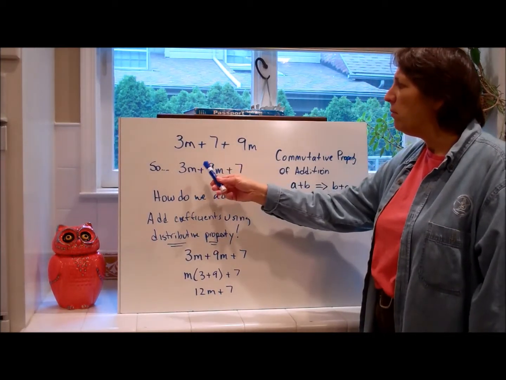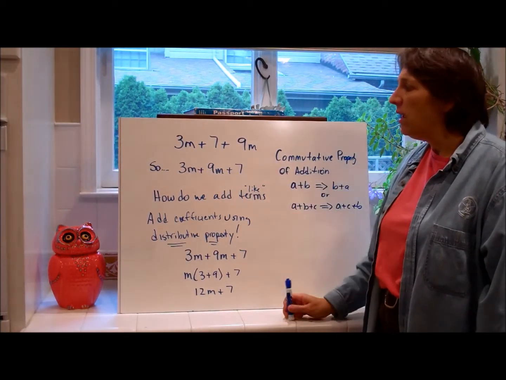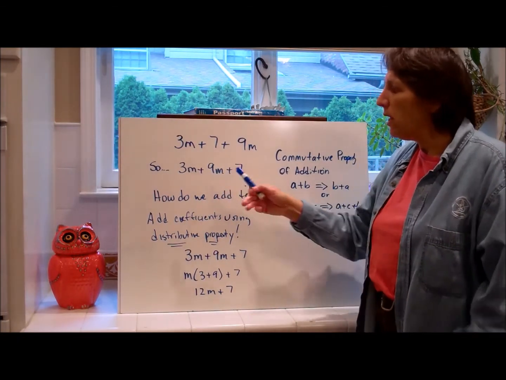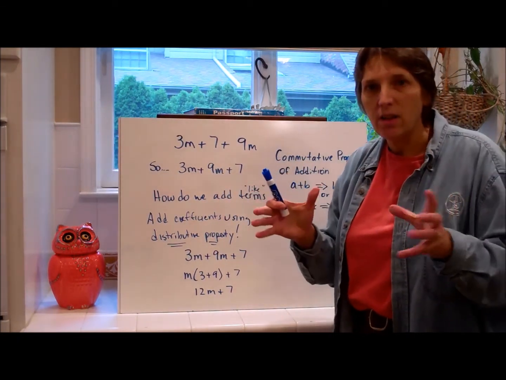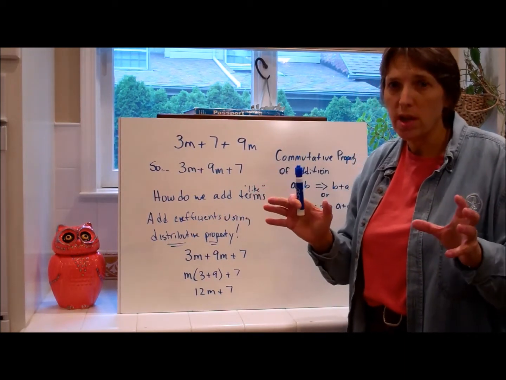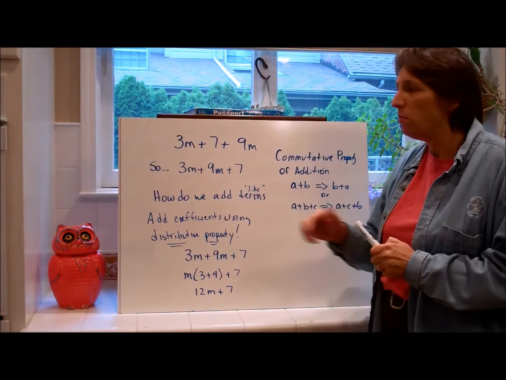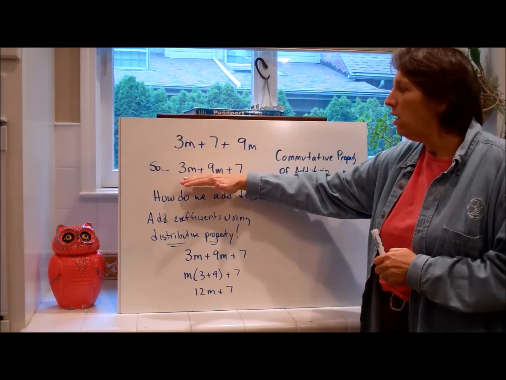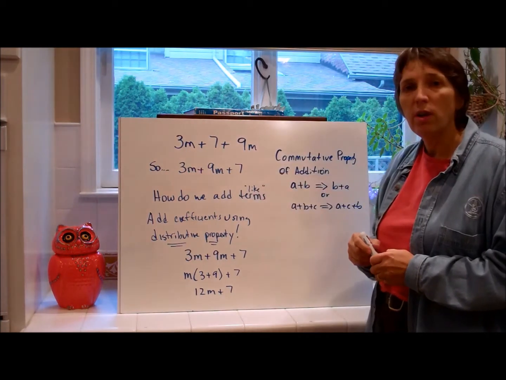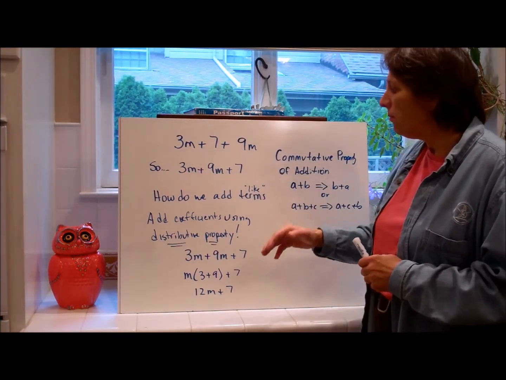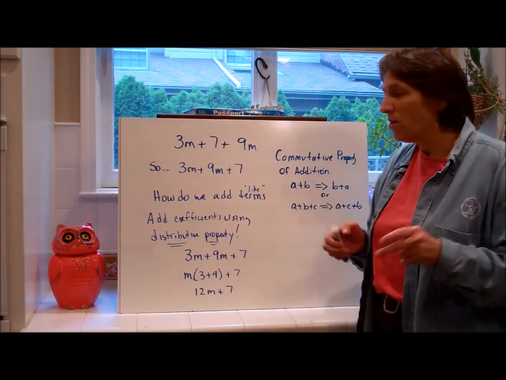So when we go 3m plus 9m plus 7, and yes, you're going to have to do that for a while, that's called collecting the terms. It has a connotation attached to it. We're reorganizing the expression and rewriting it, grouping the terms that are alike together. Well, how do we actually add like terms?